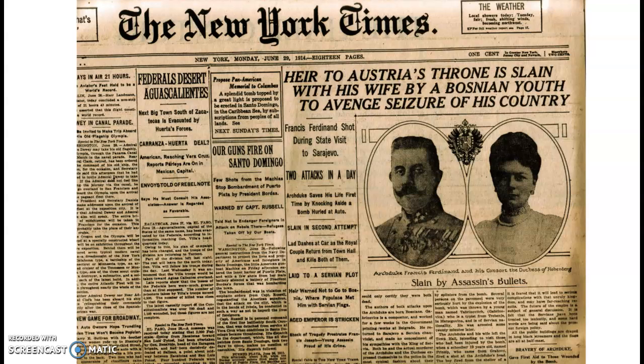Archduke Francis Ferdinand was shot during a visit to Sarajevo. So see, crazy assassinations and things didn't just start in our time. They've been happening for a while. But you see how the photographs of him and his wife are there, and in the New York Times.